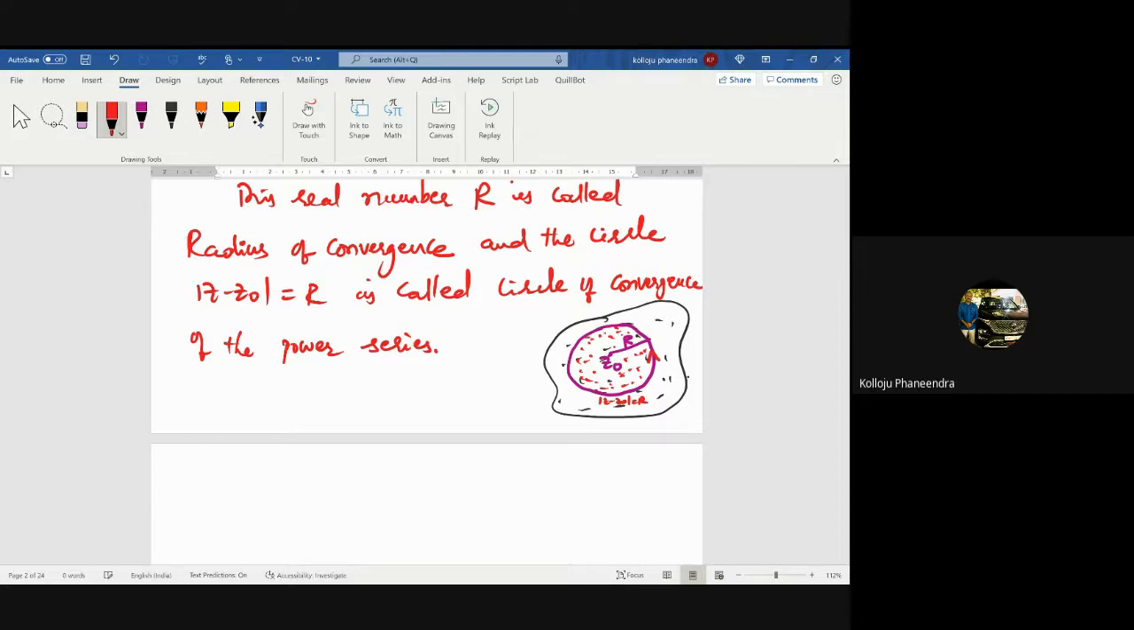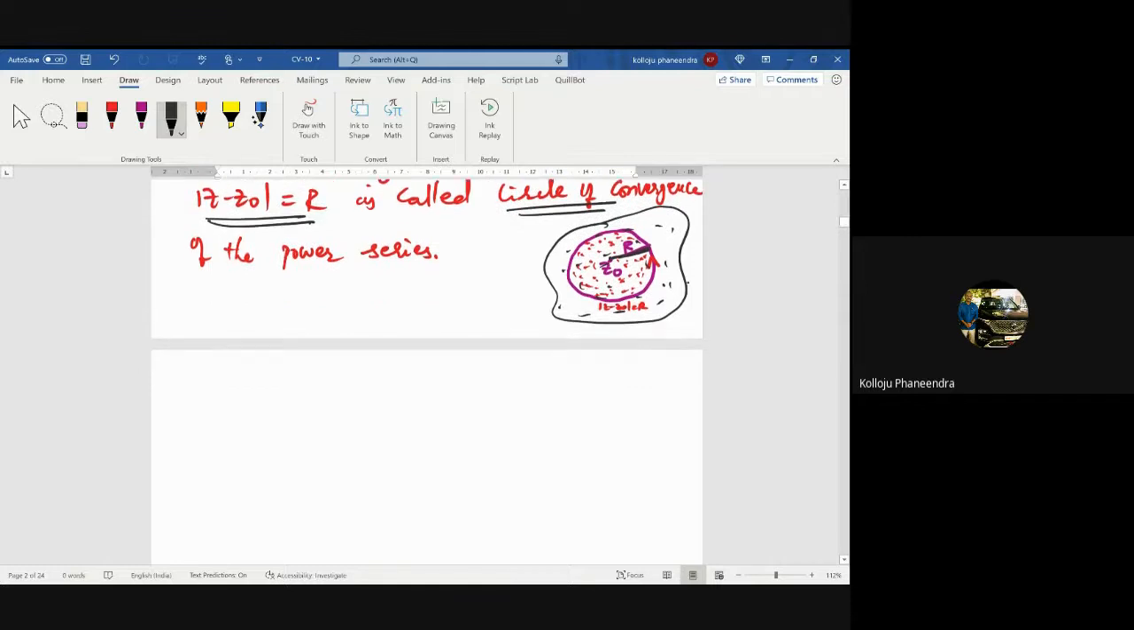And at all the points which lie inside the circle with center at Z0 and radius R, the power series is convergent. Then this R is called the radius of convergence. And this circle mod Z minus Z0 equal to R is called the circle of convergence. Then how to calculate this R?